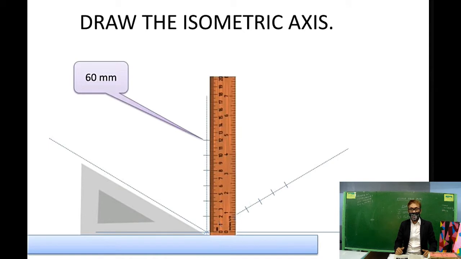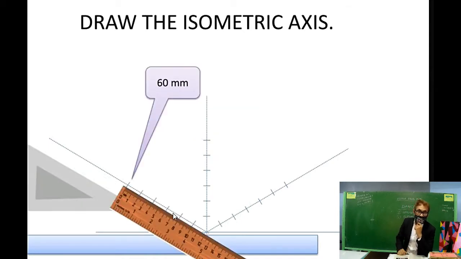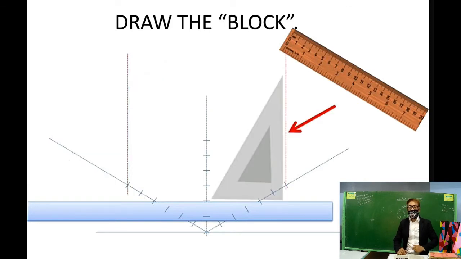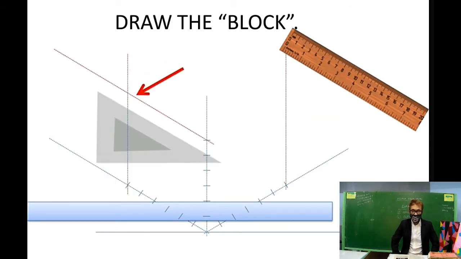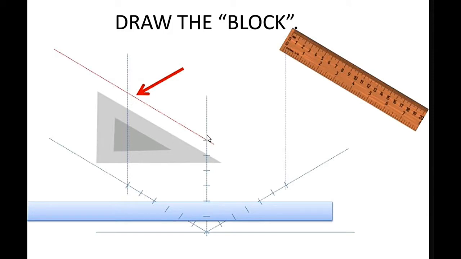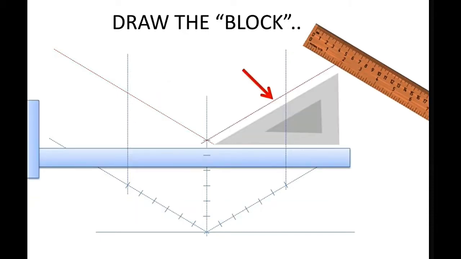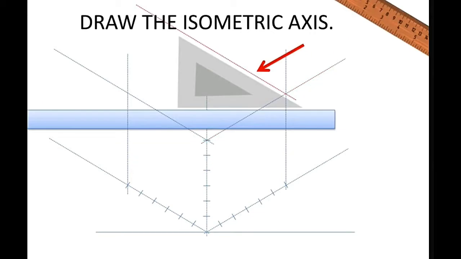So here is just a theory example. We have 60 mm length of side A, same with side B, and also 60 mm height. Also use 30 degrees here on top. So basically all these lines are parallel lines. Here in side A, all the lines are parallel. Slanting lines are parallel. Vertical lines are parallel also. So we have now the isometric axis.